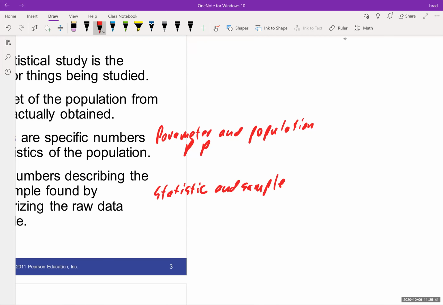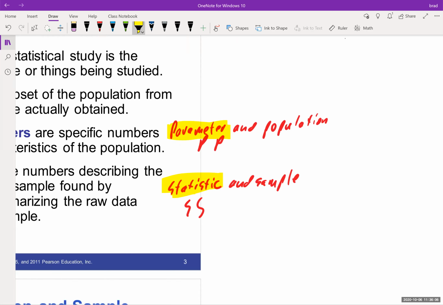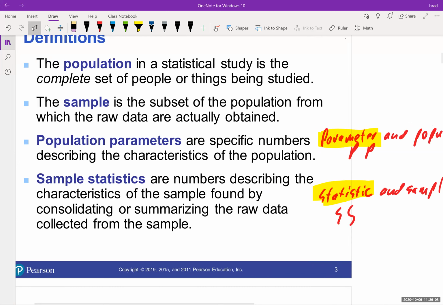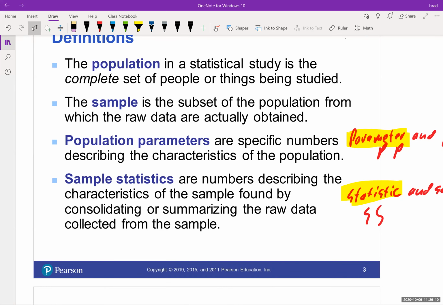So if you're not sure when to use the population or when to use the parameter and when to use a statistic, it depends on what you're talking about. If you're talking about the population, then you're going to use, wrong button. Oh man, I'm just hitting everything wrong today. You're going to use the parameter. If you're talking about a sample, you're going to call what you're dealing with a statistic. Okay. So population parameter and sample statistics.